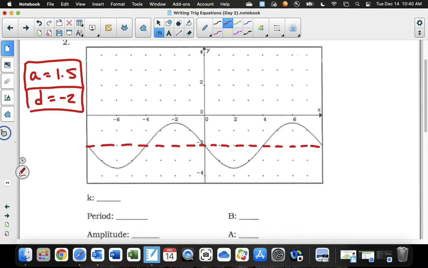Okay? Next up, let's find the b value by identifying the period. And again, remember the period is just: how long does it take to complete one full wave? So in this case, I'm going to use maximum values. How long does it take to complete one full wave? 8. From -2 to +6. Maximum to maximum is a total of 8. So 2 pi over b equals 8. That's the period.